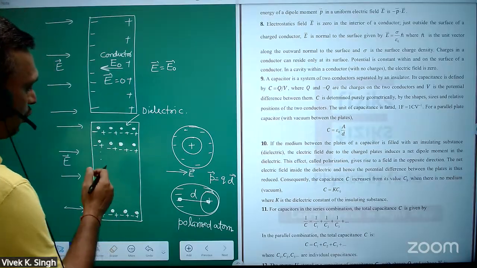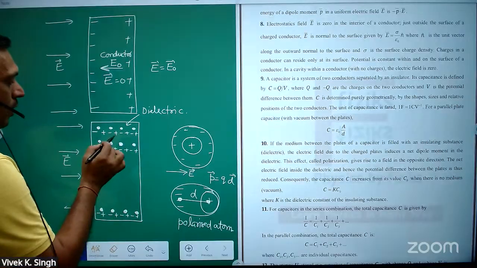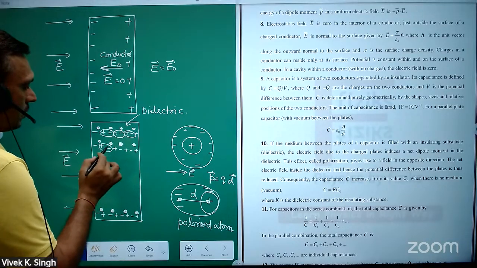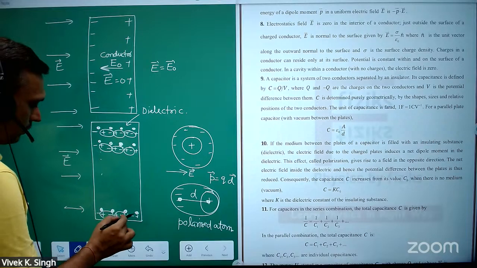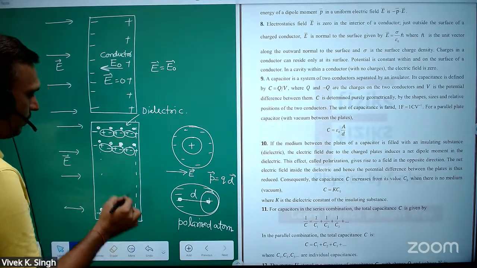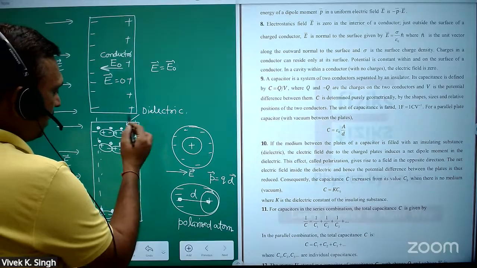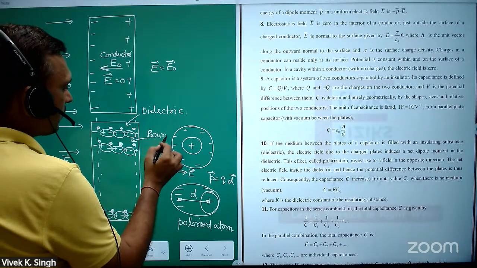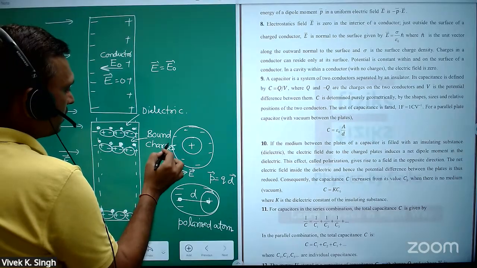And if you are assuming that this polarization is uniform, then internally these charges will cancel out. And on this surface, positive charge develops, and on this surface, negative charge will develop. So these charges are called bound charges.